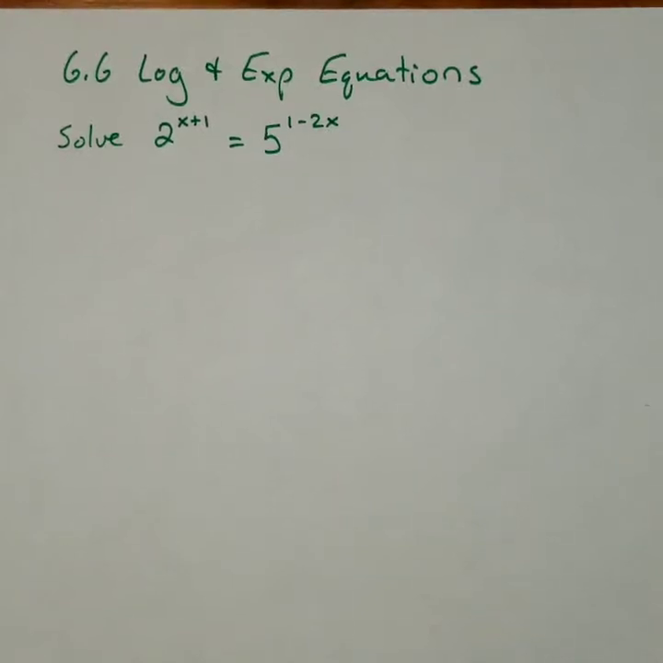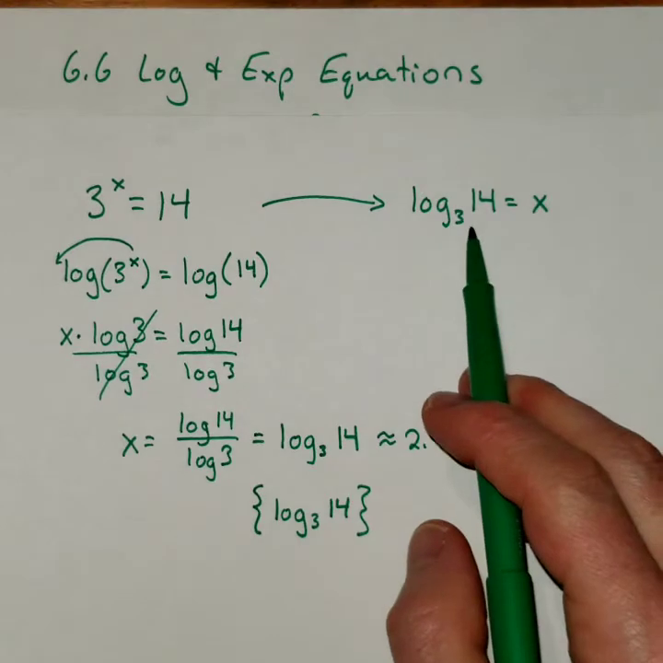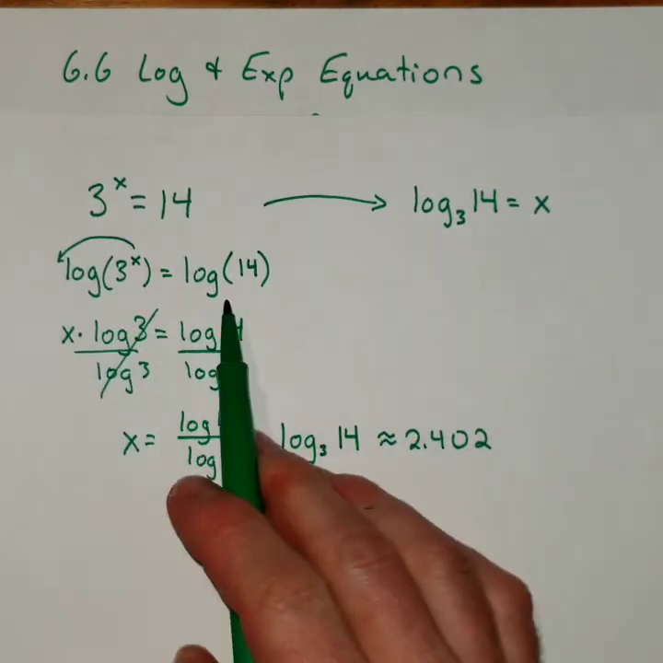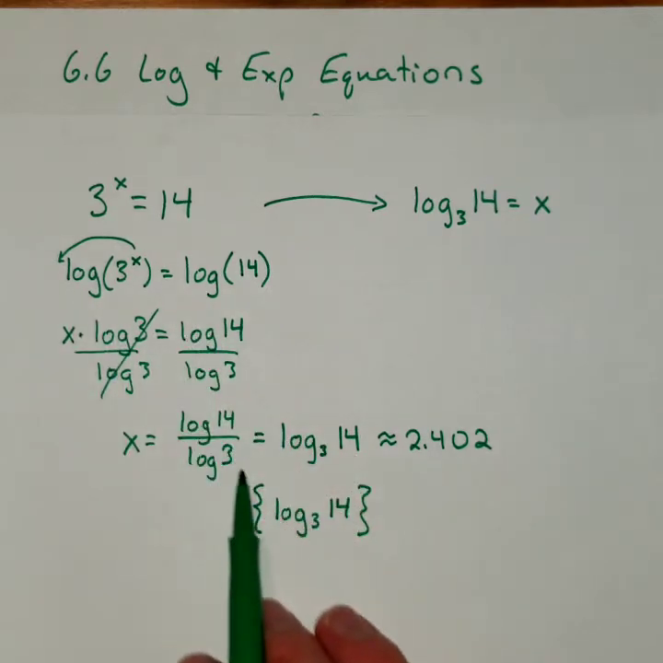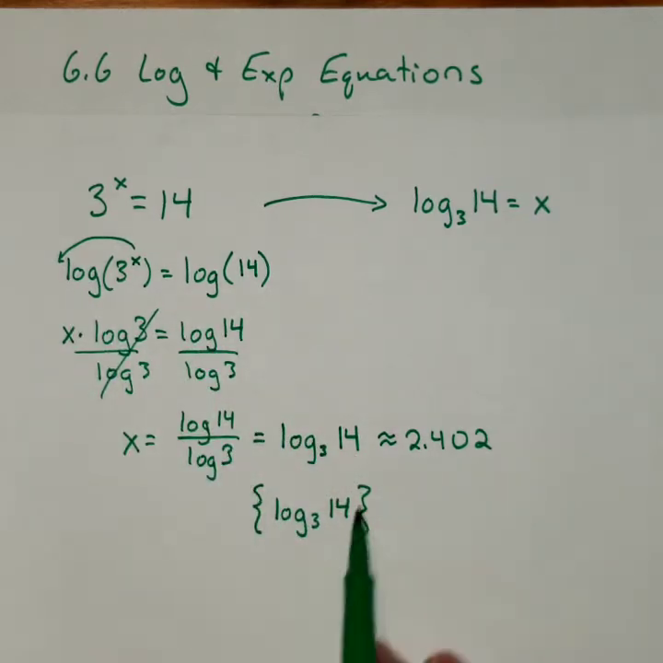Last example for section 6.6. This is a much more complicated exponential equation, and like I said on the last example, there were two ways to solve it. One was just converting to a logarithm, and one was taking the log of both sides. Obviously on that one, taking the log of both sides was much more complicated, but got us to the same answer.